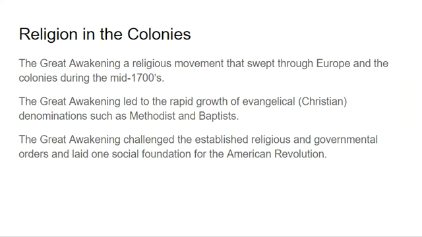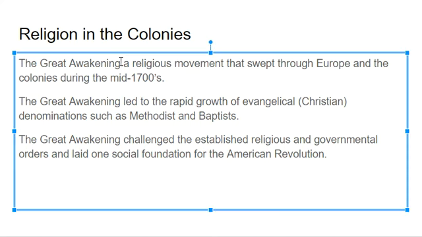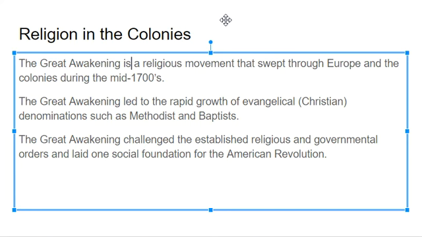So now, just real quick, something about religion in the colonies. There's something called the Great Awakening, and the Great Awakening is a religious movement that swept through Europe and the colonies during the mid-1700s. And all this means is during this time there were a lot of people who really weren't that religious, but all of a sudden they had an awakening. That means a lot of people started doing something. So this led to a rapid growth of evangelical, which means Christian, denominations such as Methodist and Baptist.